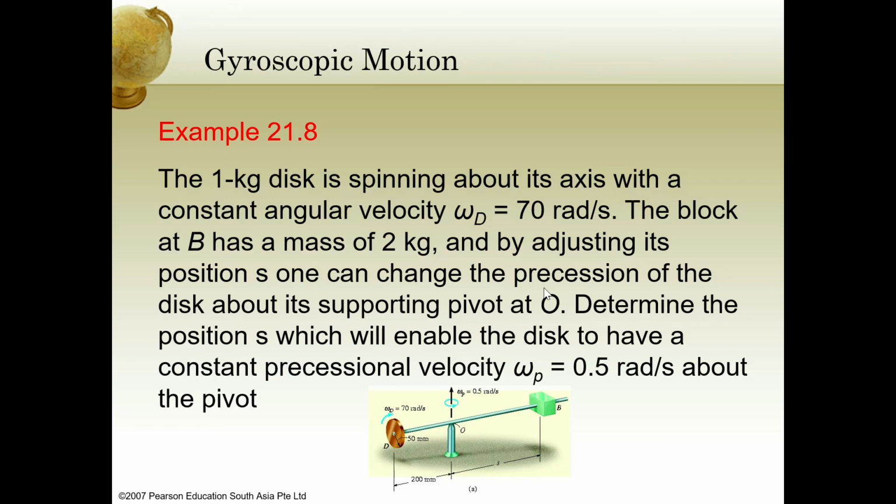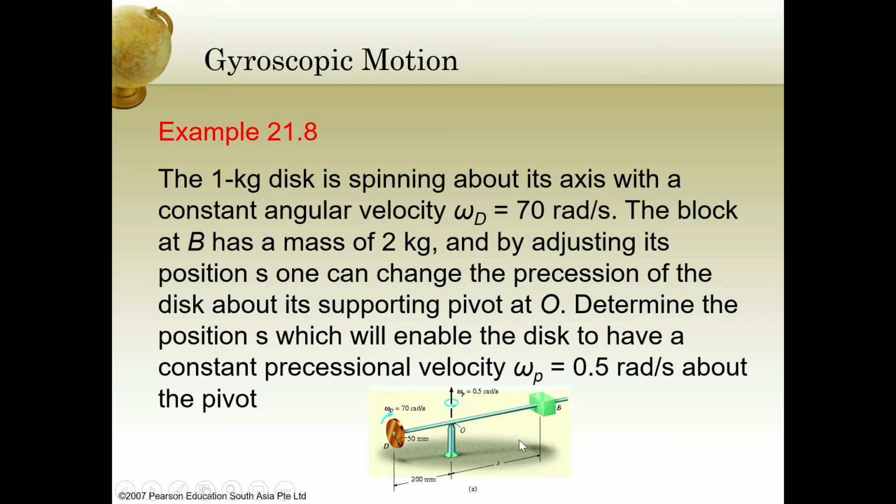Okay, the 1 kilogram disc is spinning about its axis with a constant angular velocity. This is the brown disc, the angular velocity is 70 radian per second. The block B has a mass of 2 kilogram. So by adjusting its position along the shaft or the rod, the position is s, one can change the precession of the disc about its supporting pivot. So when we adjust B, the precession speed can be changed.